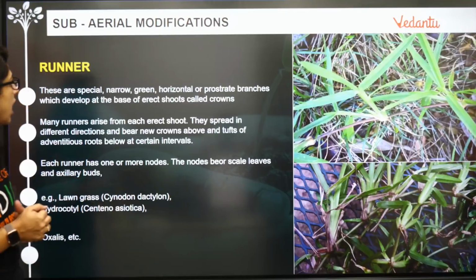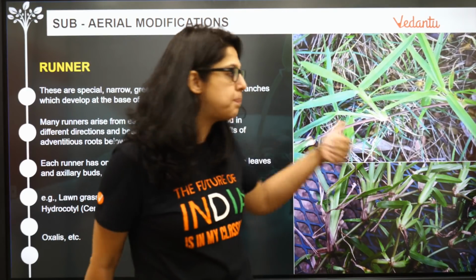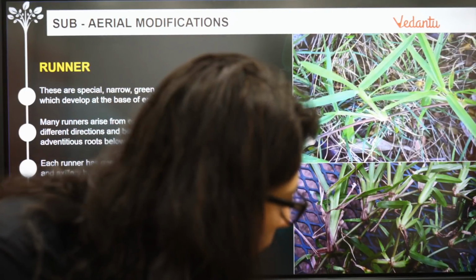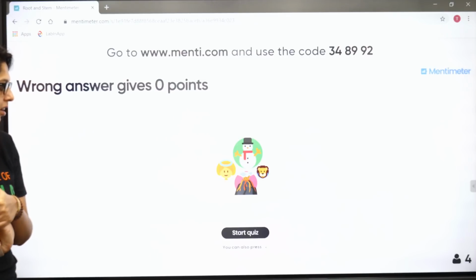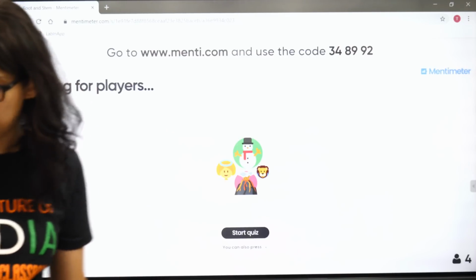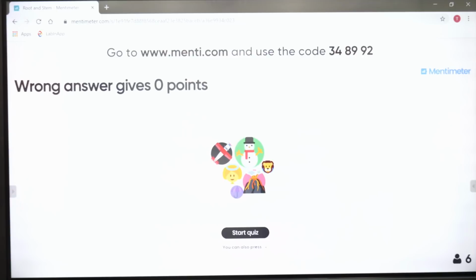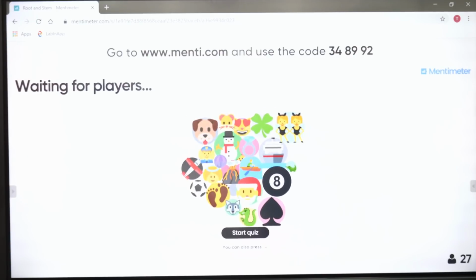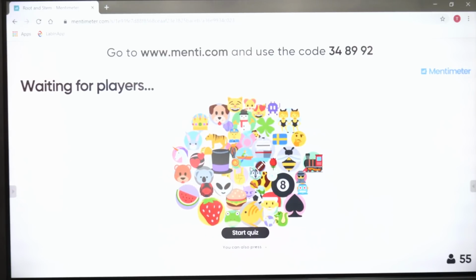In the next 2 minutes, I am going to start with the subaerial modifications, but before that I want to do Menti. Are you ready? Let's start with the Mentimeter. Go to menti.com, 348922. Come on. Menti Baba is coming. Come on, join everybody. Fast. Joining fast. Come on.